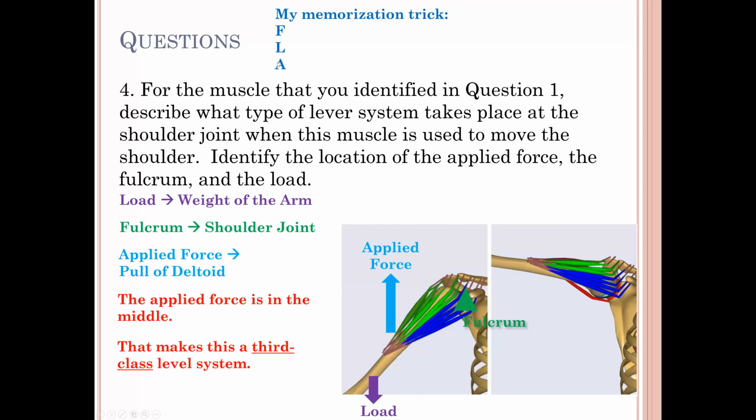So if I think FLA, Florida, then I know that the letters that are an abbreviation for Florida are in order of first, second, and third. So F would be first, L would be second, A would be third. And then this way I can remember that if the fulcrum is in the middle, it's a first-class lever. If the load is in the middle, it's a second-class lever. And if the applied force is in the middle, it's a third-class lever. And so in this example, the applied force was in the middle, making this a third-class lever.